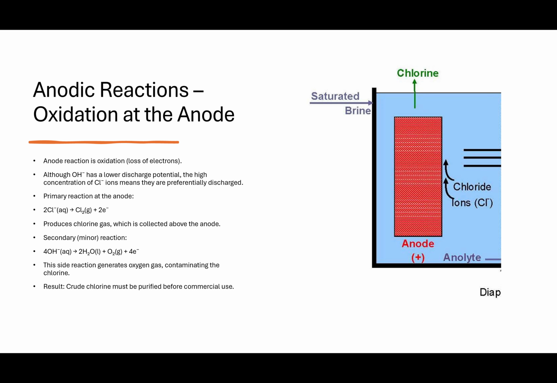You also actually have a minor reaction happening here as well. You can have hydroxide producing water and oxygen as well as free electrons at the anode. But the primary reaction is the production of gaseous chlorine at the anode. So that's what we have there.